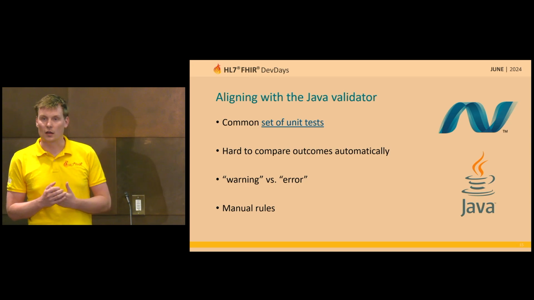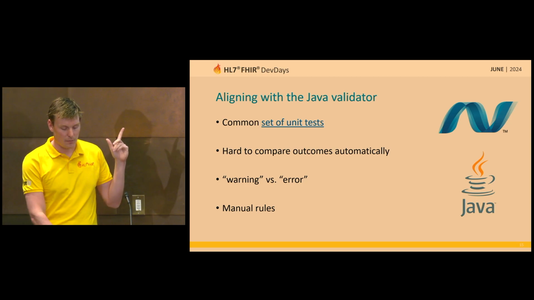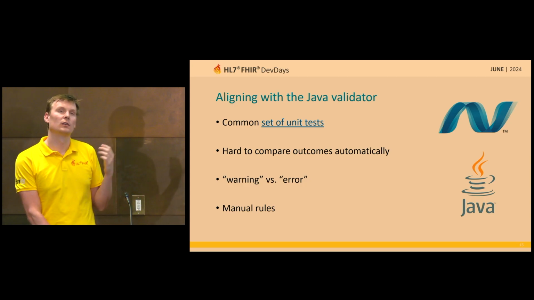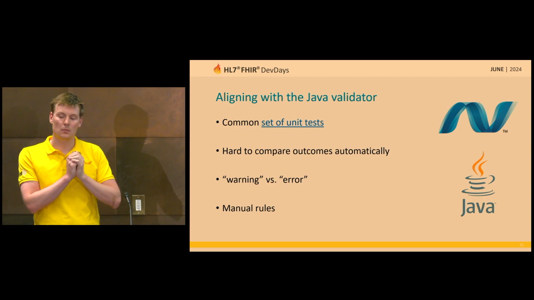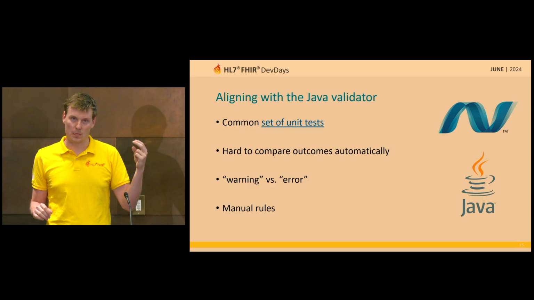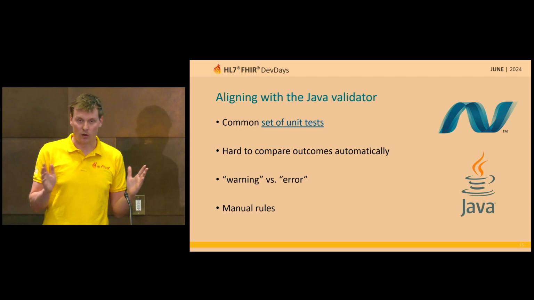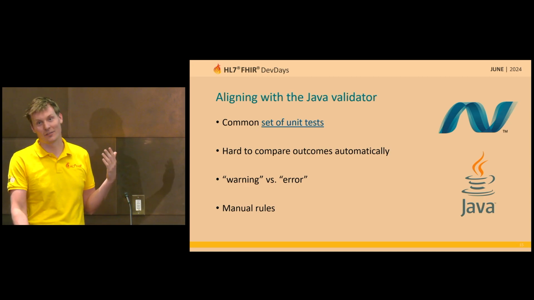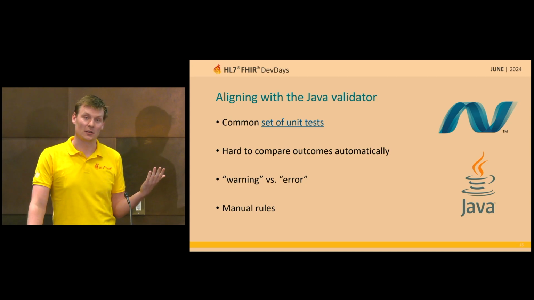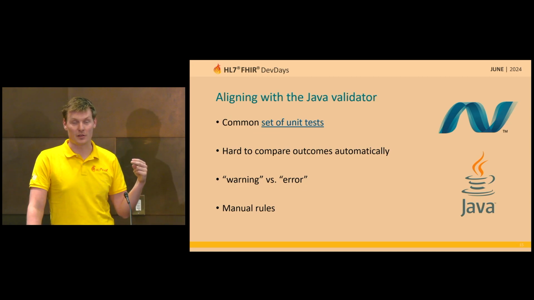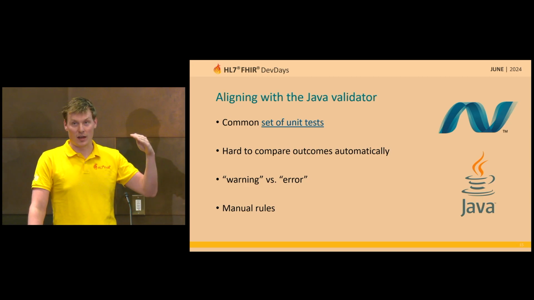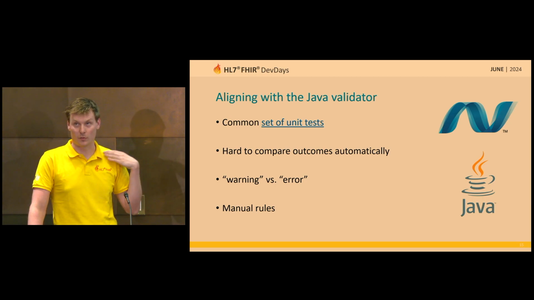So we have defined a common set of unit tests. There's a link here inside the slide, and it's on GitHub. We make sure that we both actually have the same result with those unit tests. It's a long list of unit tests, thousands of tests. But there's also a problem because it's really hard to compare the outcomes automatically, right? We both return an operation definition, and we both return warnings or errors. So the result is easy to compare. You know if a resource is valid or invalid, and we produce warnings or informational ones.